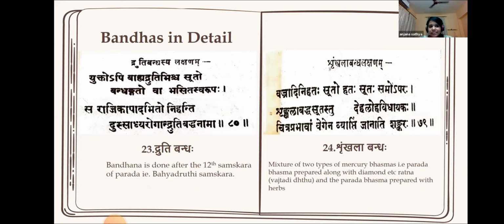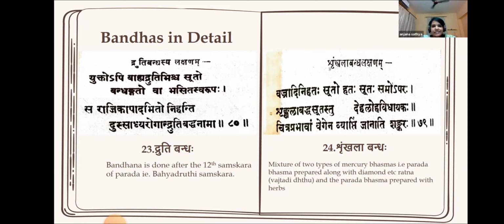And the next Bandha is Drudi Bandha. It is actually done after the Bahya Drudi, the 12th samskara of Mercury. So it can be considered a midway process. The Drudi Bandha is considered after the Bahya Drudi samskara is done on Rasa and the Rasa is achieved.